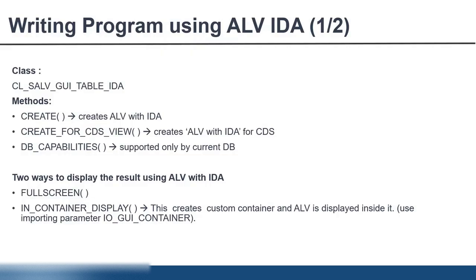The way we have two ways in classical ALV to display it, in full screen and with a container, similarly, ALV IDA can also be displayed in two ways, full screen and with container. However, in case of classical ALV, the full screen method is used with a function module and the container method is used with ABAP OO. But in case of ALV IDA, for both ways, you have to use classes and methods only.